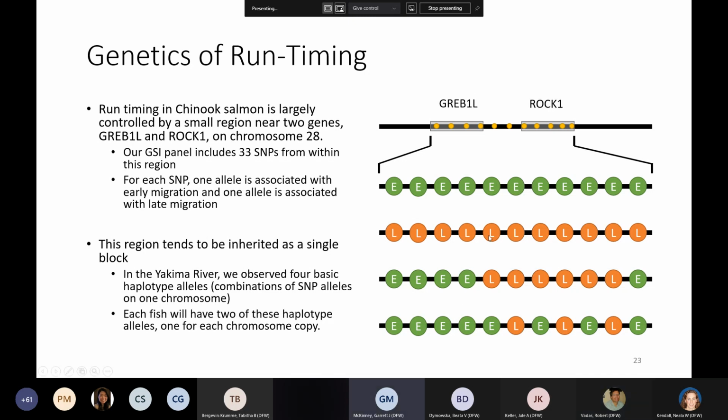And each fish will have 2 of these different alleles, one for each chromosome copy. So an individual fish could have 2 of the early alleles. It could have an early and a late. It could have an early and a recombinant, a late and a recombinant, a late and a late, any combination of 2 in there.